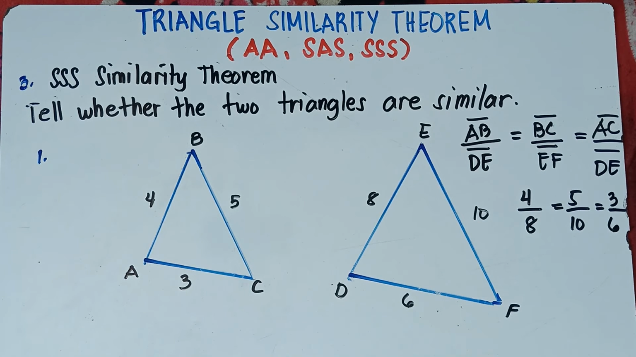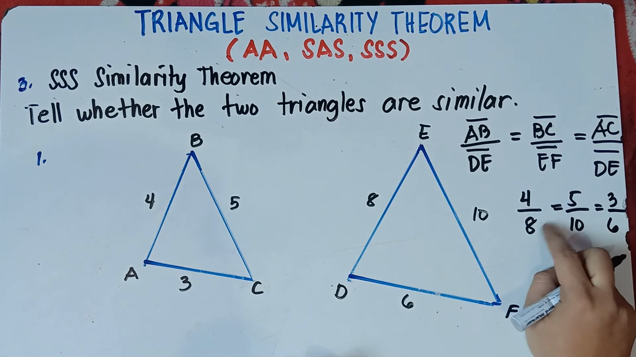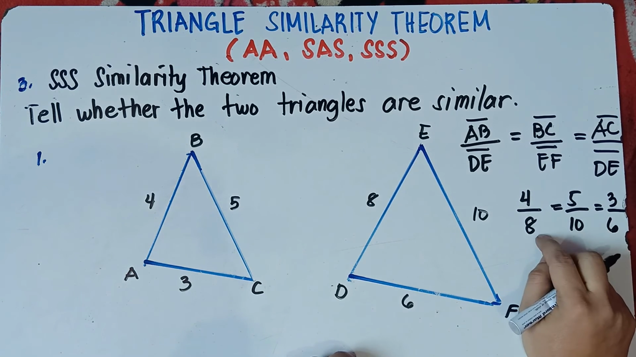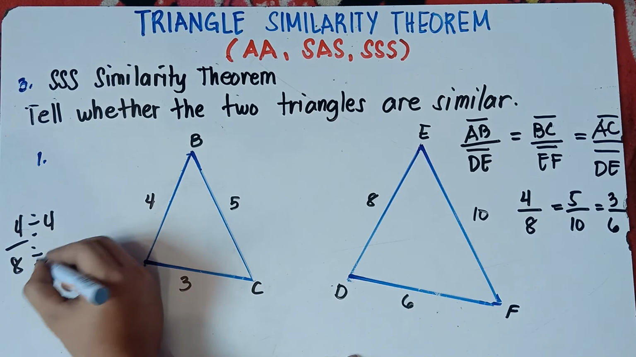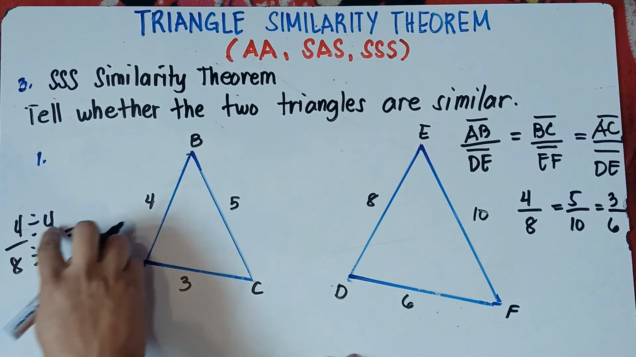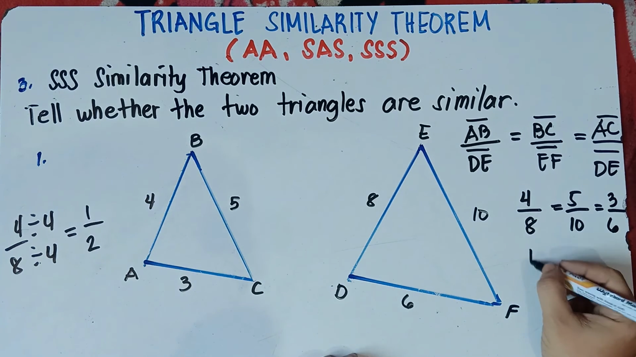So for 4 over 8, class, can we reduce this one? Yep, we can reduce it by 4. Can we divide 4 by 4? Yep. We can also divide 8 by 4. The GCF of 4 and 8 is 4. 4 divided by 4 is 1. 8 divided by 4 is 2. So this will be 1/2.